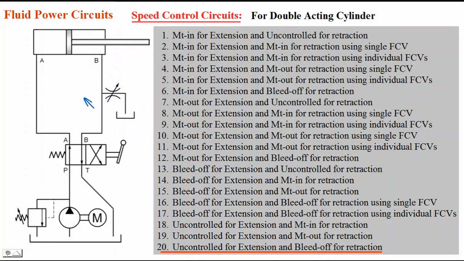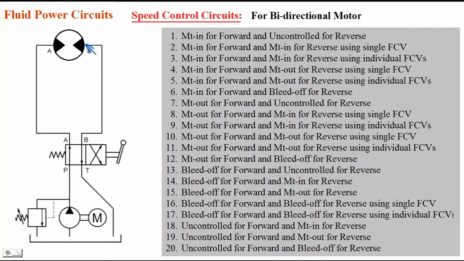Okay, so these 20 circuits are possible with a double acting cylinder. And again, same thing: if I remove this double acting cylinder and keep one bidirectional motor like this, I can have all the 20 circuits for a bidirectional motor. So I don't want to explain one by one. It will be just repetition of whatever I said previously. So totally 20 plus 20 plus 6 plus 3, total 49 circuits are possible for hydraulics. Again, for pneumatics, 49 circuits are possible.